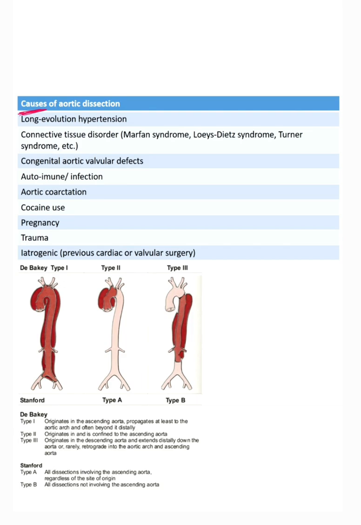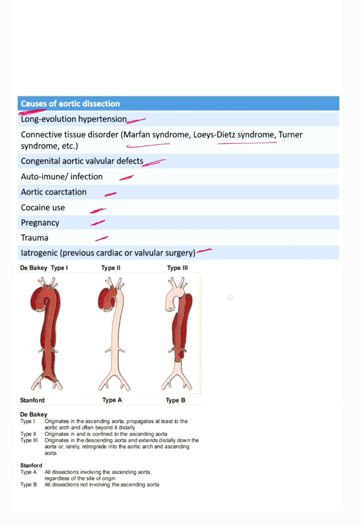Here is a list of some of the factors which may be responsible for an aortic dissection due to a weakened aortic wall: hypertension, connective tissue disorders, congenital aortic valvular defects, autoimmune diseases or infections, aortic coarctation, cocaine use, pregnancy, trauma, or iatrogenic injury.